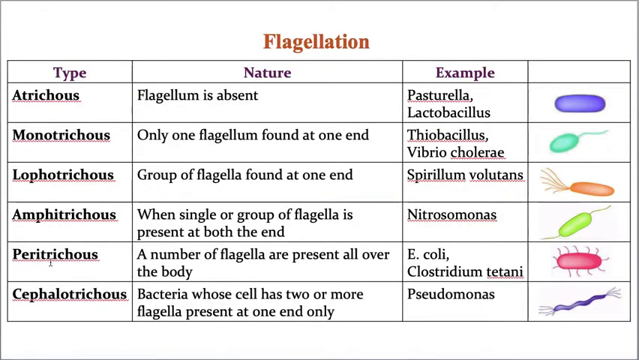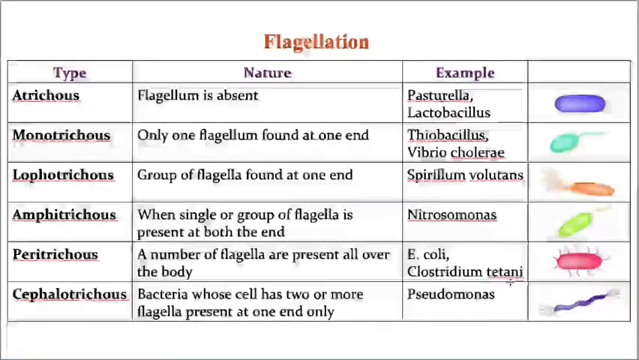Peritrichous. Peri means many, so many are present, then that is called peritrichous. That means many flagella present throughout the body of the bacteria. See, throughout the body of the bacteria you can see flagella, then that is called peritrichous. The best example is Escherichia coli. I think every one of us knows what Escherichia coli is. And Clostridium tetani.